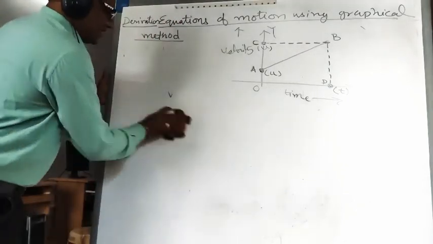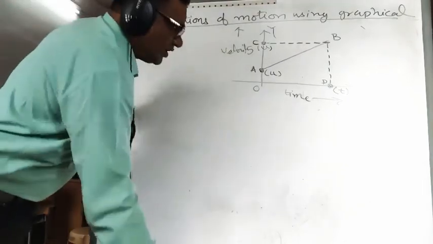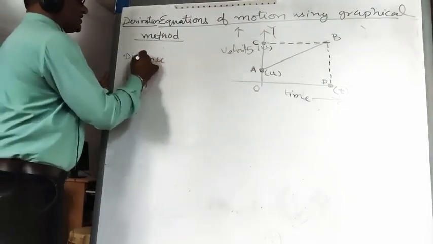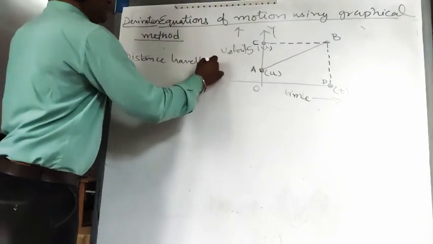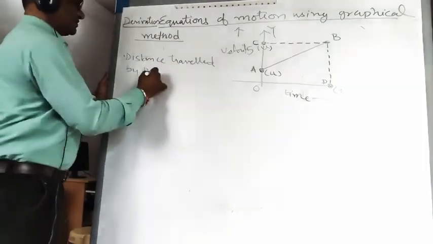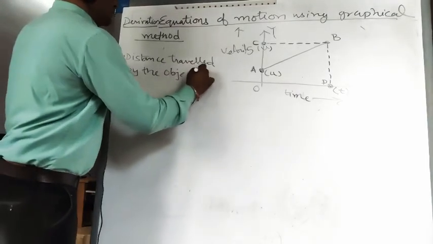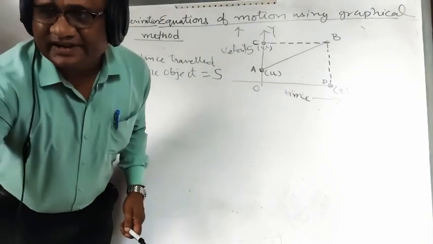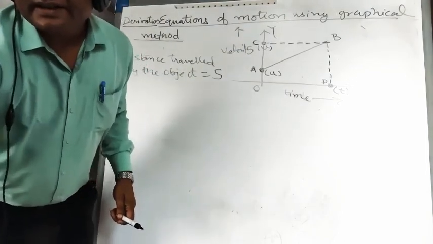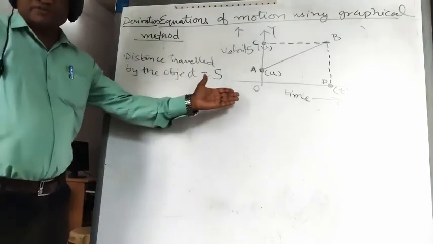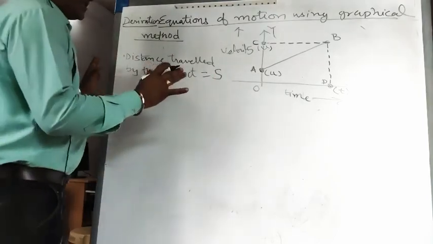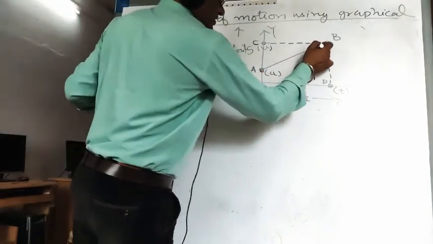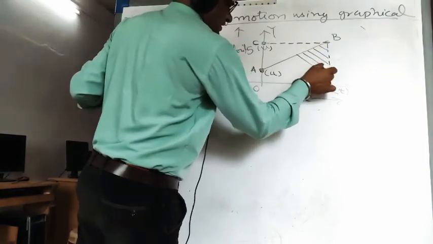Okay, now let us derive this. Can you find out the distance traveled by the object? Let the distance traveled by the object be represented by S, the distance traveled in the given time t. In the time t, let us find out the distance traveled by the object. So we can find the distance traveled by calculating the area. As I told, S is equal to the area between the graph and the time axis.